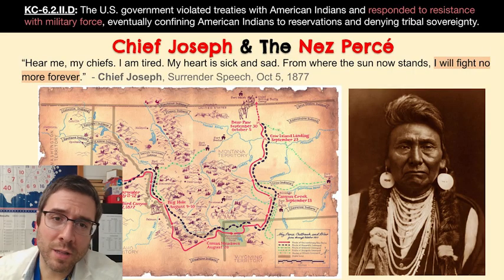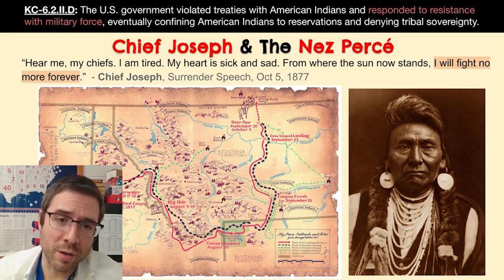Rather than be brought to the Idaho reservation, the Nez Perce were split up a bit to where some were brought to Oklahoma, some to Idaho, and some to a reservation in Washington Territory as well.